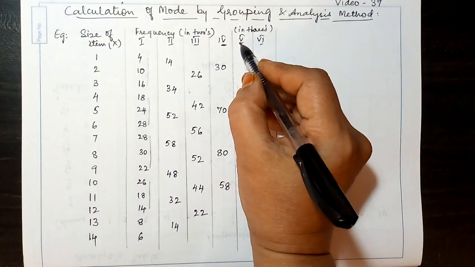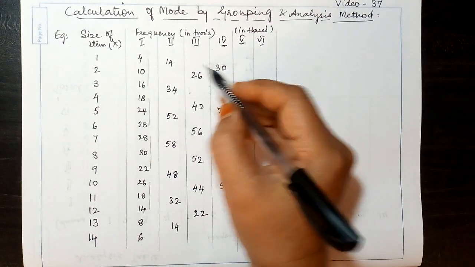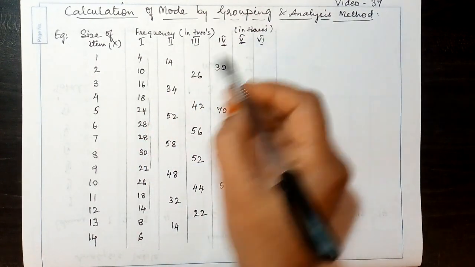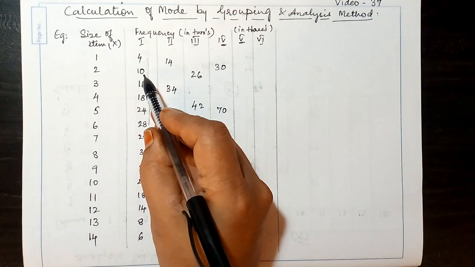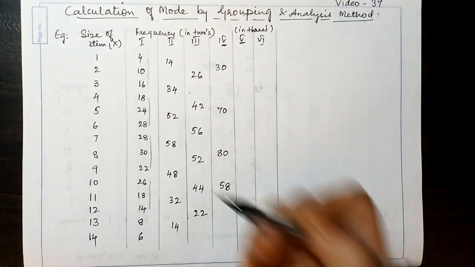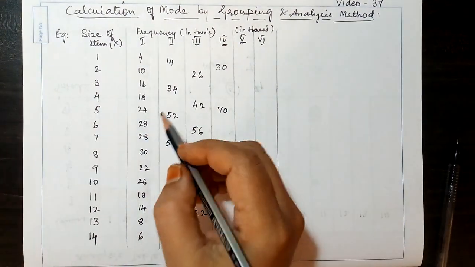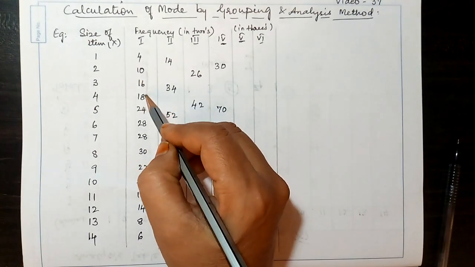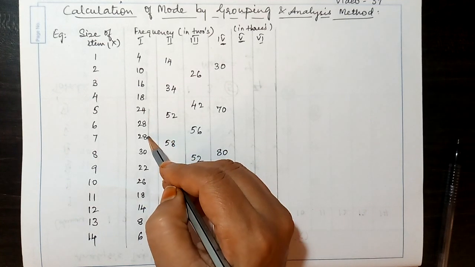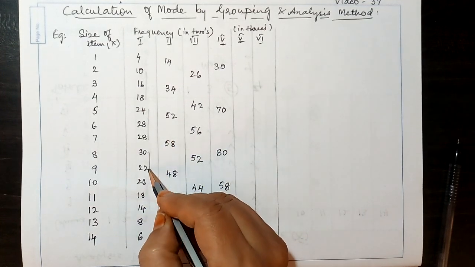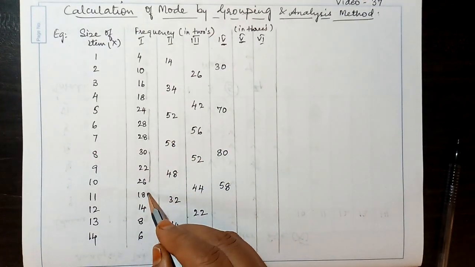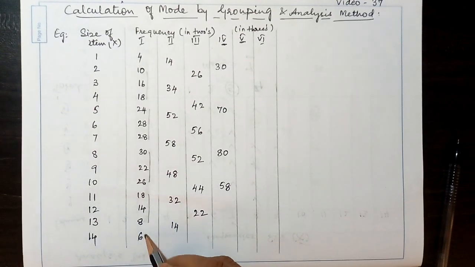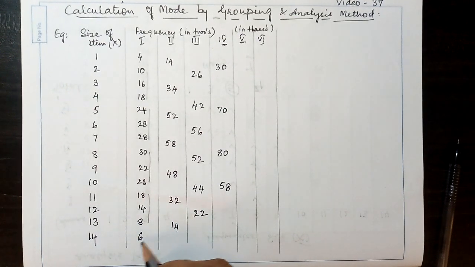Now fifth column. Since here we started from the first observation, in the fifth column we will start from the second observation, that is the second frequency. Let's again mark them. So we are going to start with the second frequency. So 10 plus 16 plus 18, 24, 28, 28, 30, 22, 26, 18, 14 and 8. Again we are left with 1. So we are going to leave this frequency.